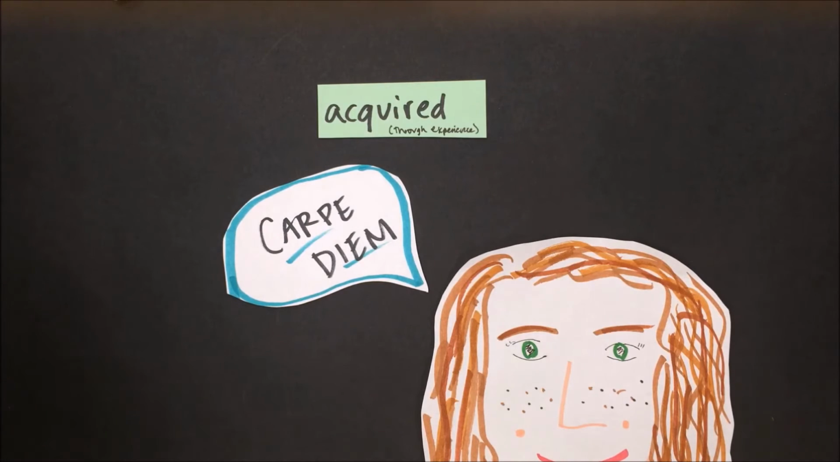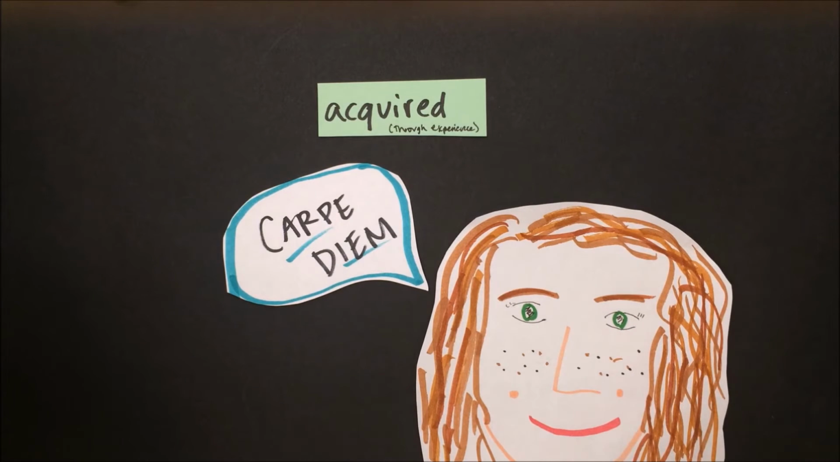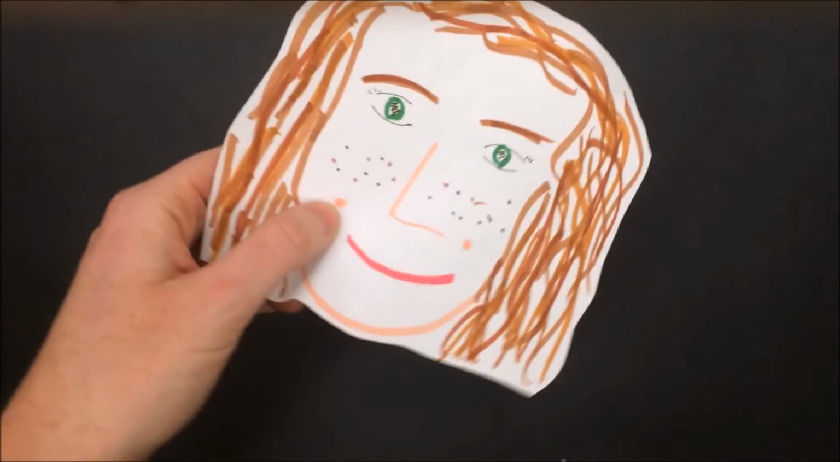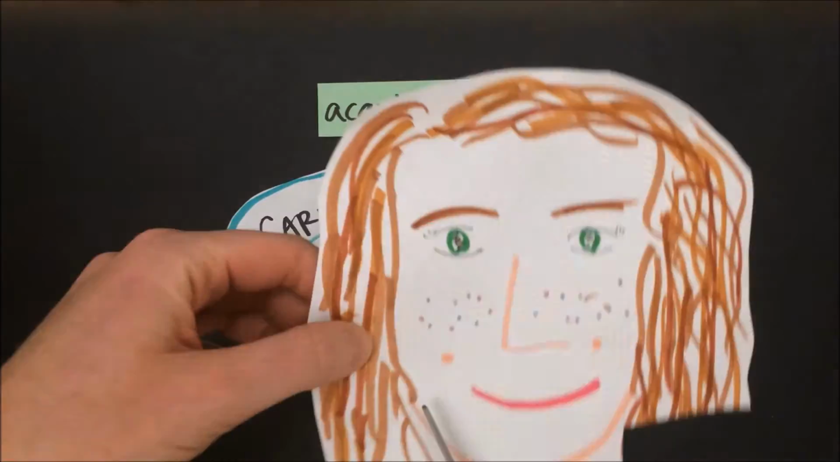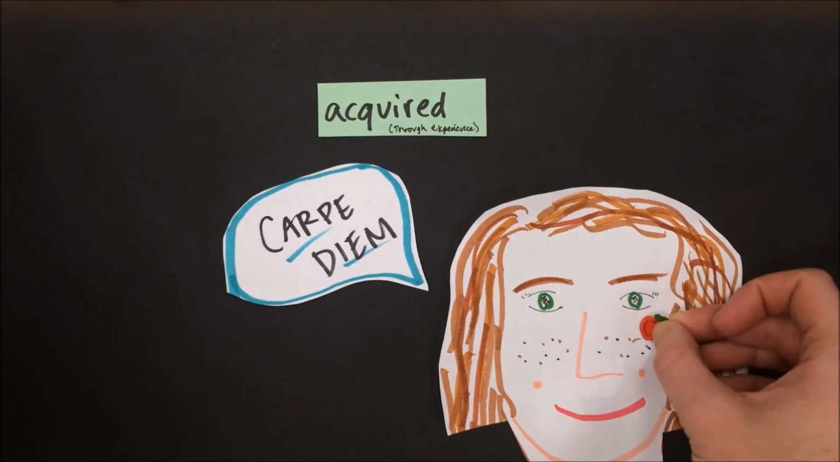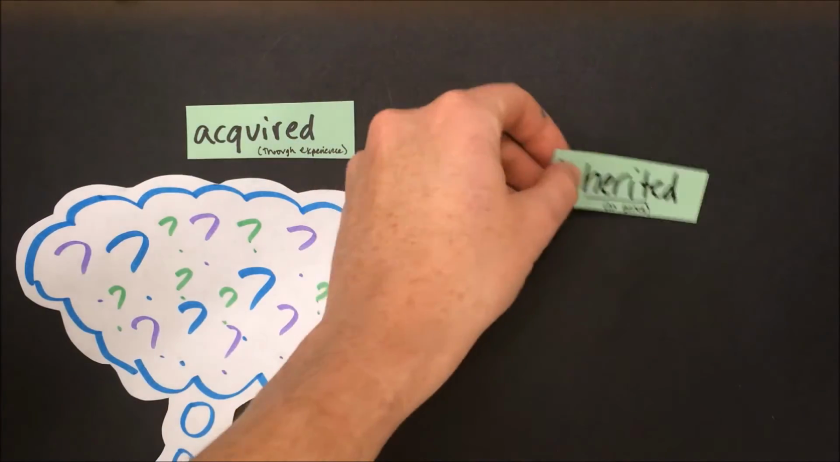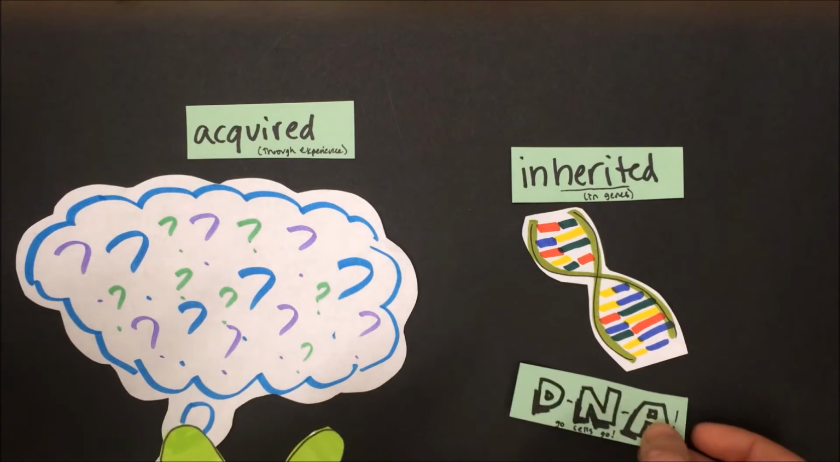Either way, all of these things are acquired from my environment, either through learning or other experiences. Other acquired traits might be modifications to someone's appearance beyond what's coded for in their DNA. Like if I gave myself a haircut, or completely changed my hair color, or got a tattoo. So if it's an acquired trait, it's something that you learn through experiences. If it's an inherited trait, it's on your DNA.